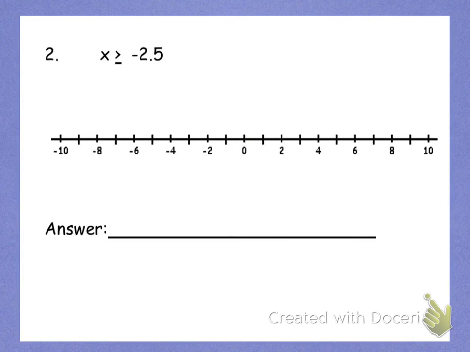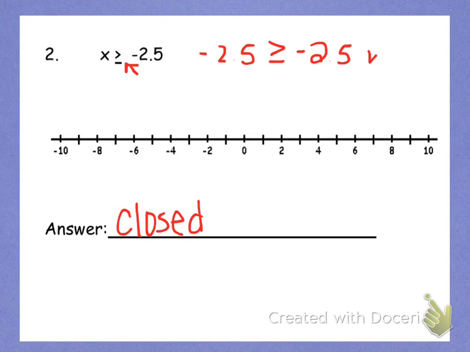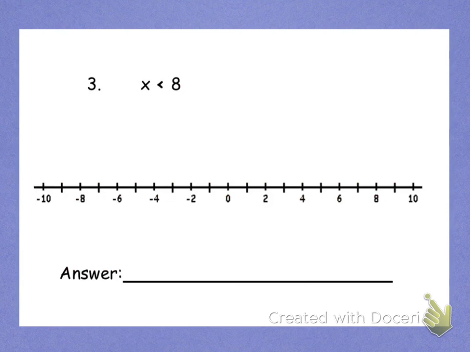And then here, x is greater than or equal to negative 2.5. So again, or equal to. So if I plugged in negative 2.5 is greater than or equal to negative 2.5, that is true. Therefore, it is a closed circle, and my inequality of greater than or equal to is pointing to the right. Therefore, I'm going to shade to the right. So negative 2.5 is right here. And then I highlight to the right. I want you to try number 3 on your own. Press play when you have everything completed.